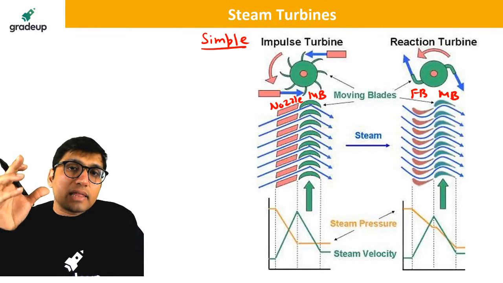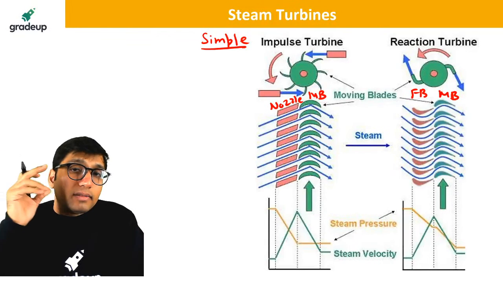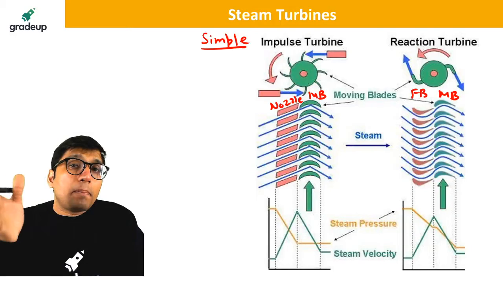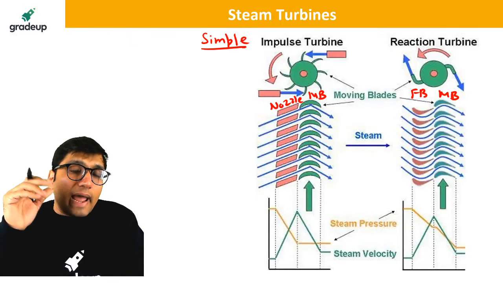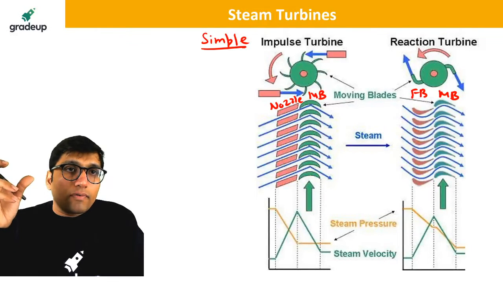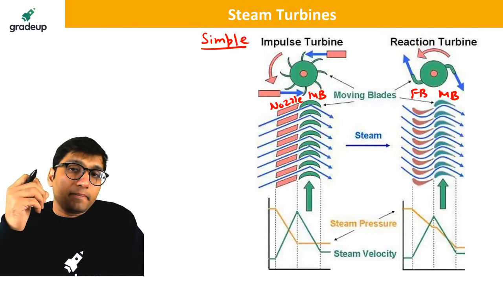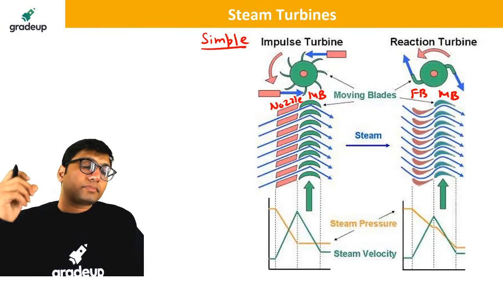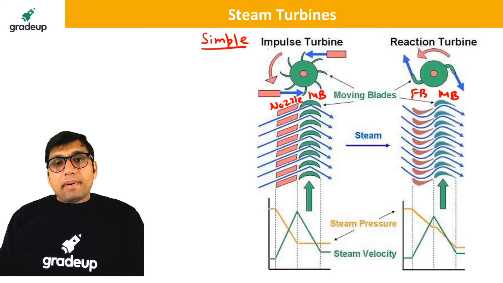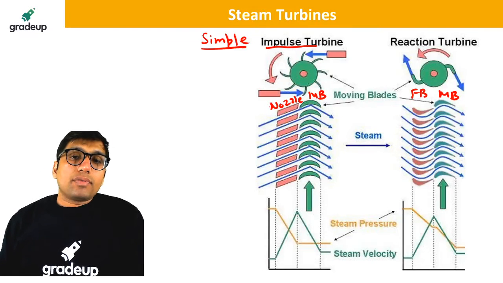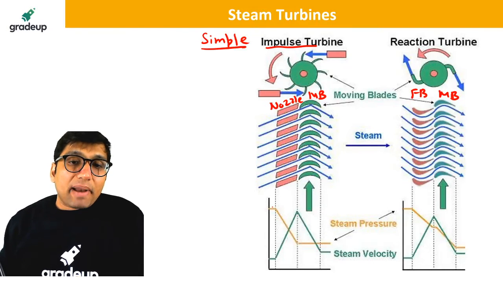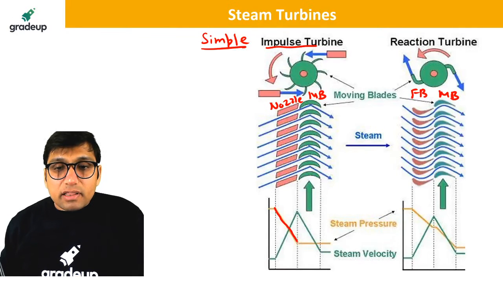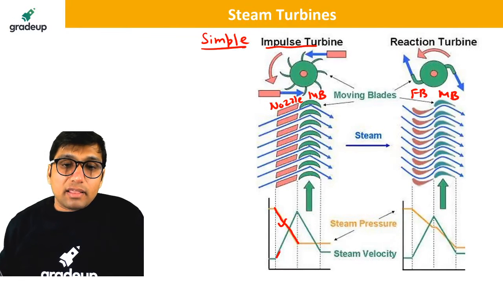Hydraulic turbine is also classified into impulse turbine and impulse reaction turbine. The impulse turbine in hydraulic machinery is called the Pelton wheel turbine, and the impulse turbine in the case of steam is called the De Laval turbine, right? So the simple impulse turbine will have a nozzle. In the nozzle, what will happen? The entire pressure energy will convert into kinetic energy.